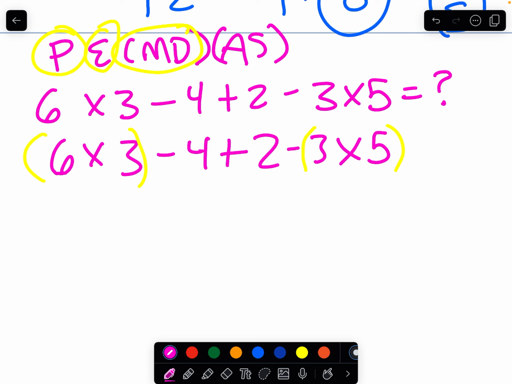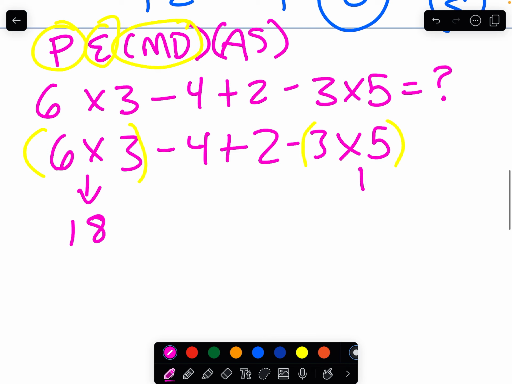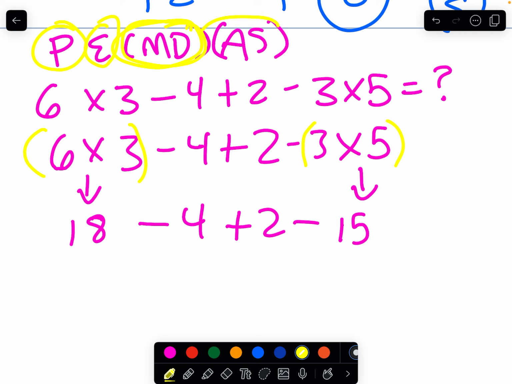So now I'm going to rewrite the problem again. 6 times 3, that's 18. And then I'm going to do this part. 3 times 5, that's 15. And now I'm going to insert the rest of the equation. All right. Now I go back to my order of operations. Is there any other multiplication and division? Nope. Now I'm on to addition and subtraction, left to right.